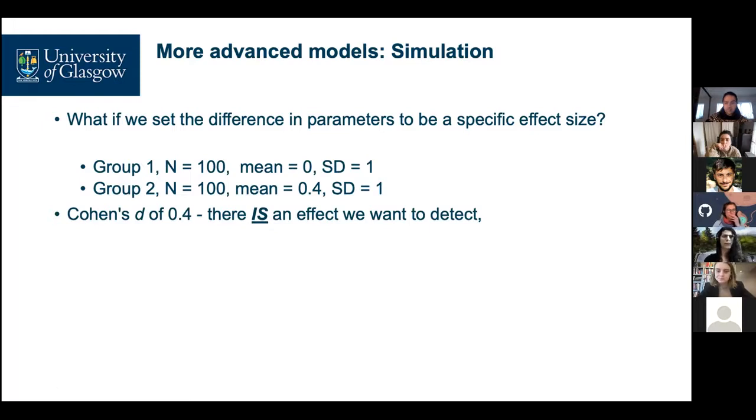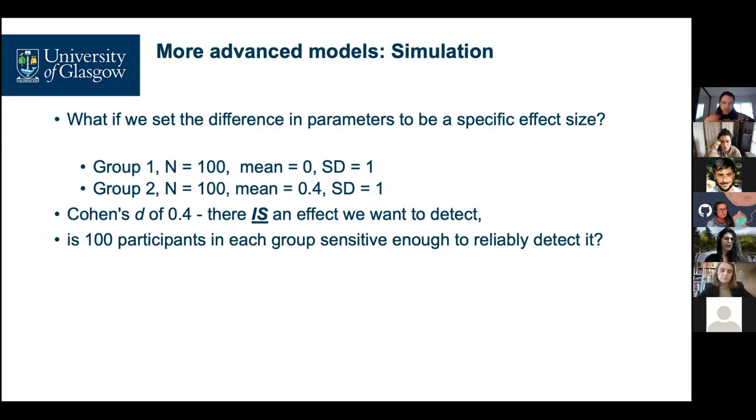So what if we set the difference in parameters to be a specified effect size? If we have a group one of 100 people with a mean of 0 and a standard deviation of 1, and a second group with a mean of 0.4, so the only difference is the mean, that is by definition a Cohen's d of 0.4, because that is how you define Cohen's d. It's the standard deviation of 1 and the mean difference of 0 point whatever Cohen's d is. So is 100 participants in each group sensitive enough to reliably detect it?